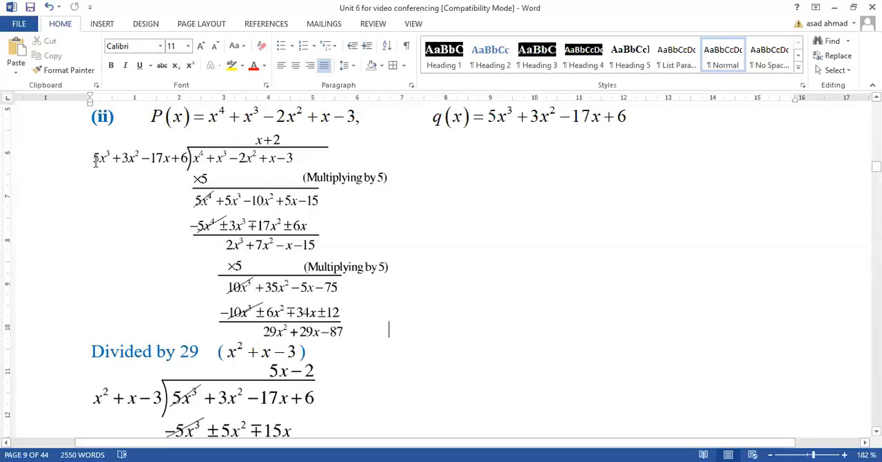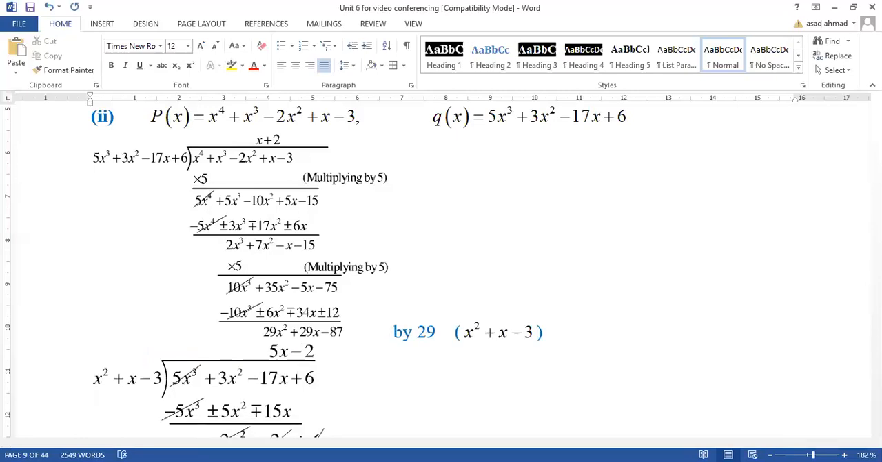So if you read the table of 5 now, you can read it: 5 twos are, so you write 2 there and multiply 2 with all these 4 terms and write below here. And after changing the signs, you will get this number. You will see 29x square, 29x minus 87, and you can take out 29 as common. Either you divide, or what I would recommend is that you should write taking 29 as common.